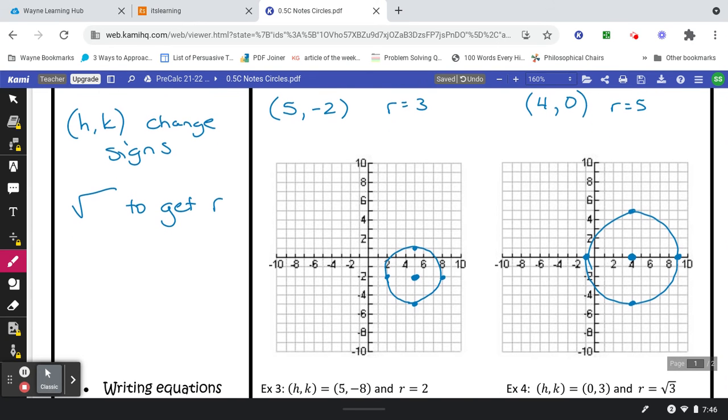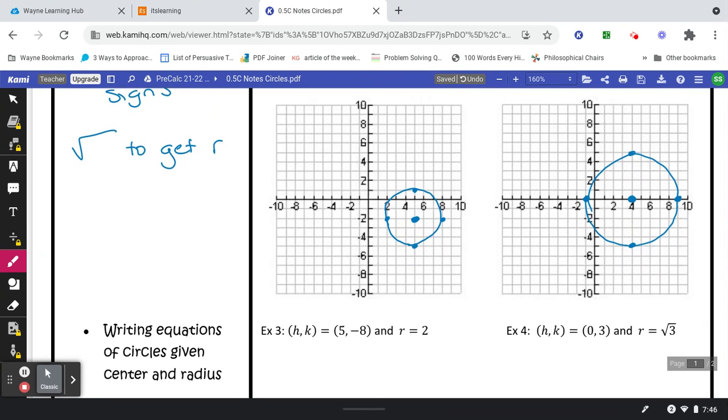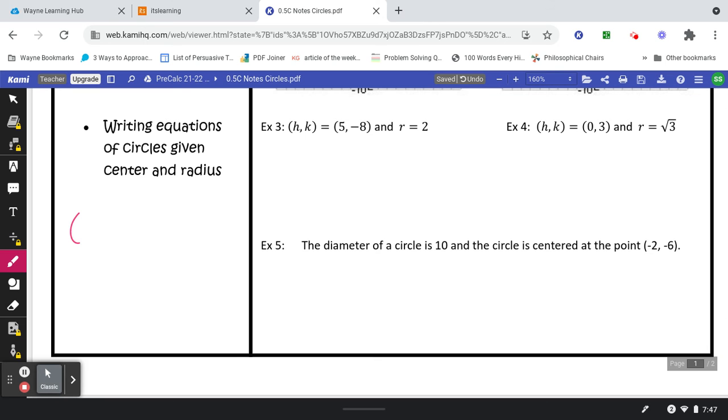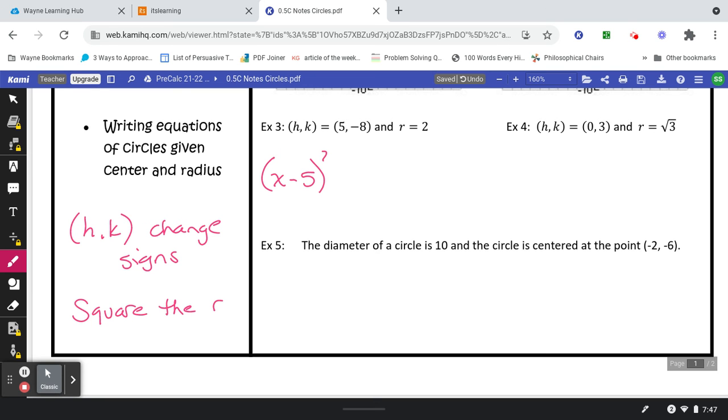All right, the next section is going to ask us to write the equation given the information. So we're just going to write that equation in the x minus h format. So to do that, I'm going to have to change my signs again. And then I'm going to need to square the radius as I write it back into the equation. X minus 5, change the sign. Y plus 8, change the sign. Square that to get 4.